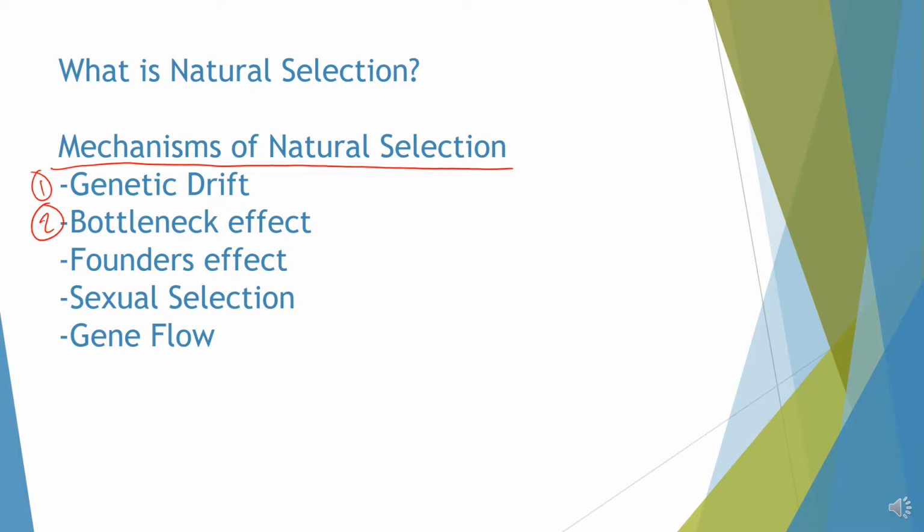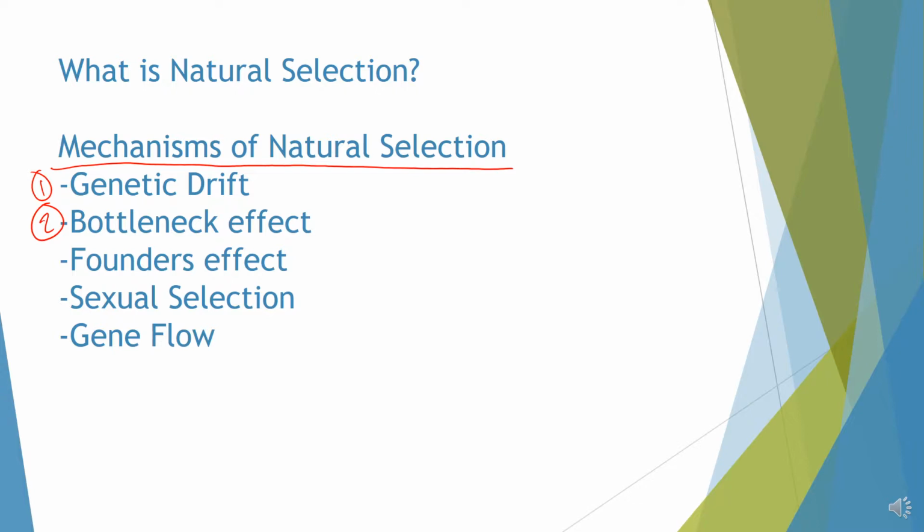The bottleneck effect is when the population size is reduced for at least one generation. This can be due to many different factors, environmental factors, predation, things like that. But it's like a bottleneck: you go from having a larger number and then it bottlenecks into a smaller number of individuals in the population.